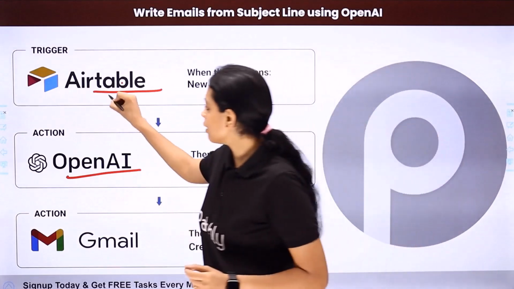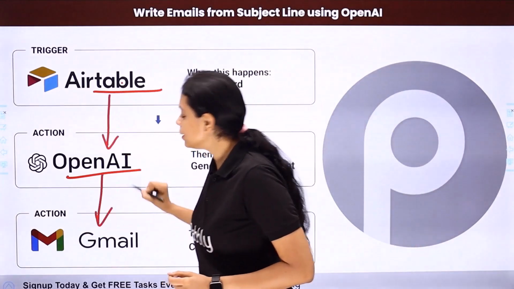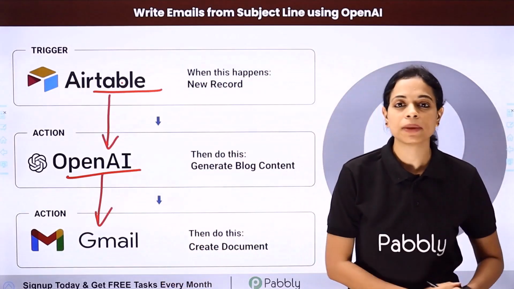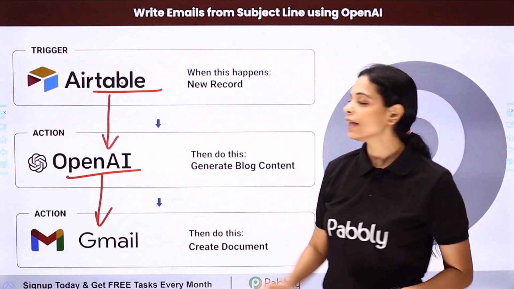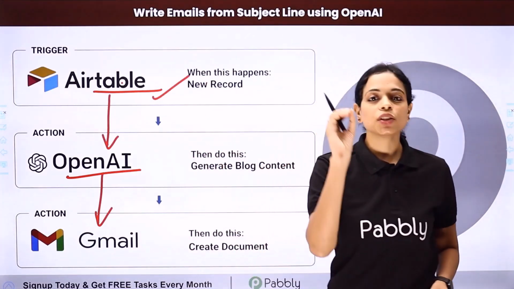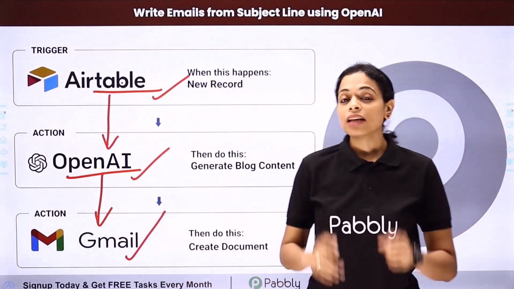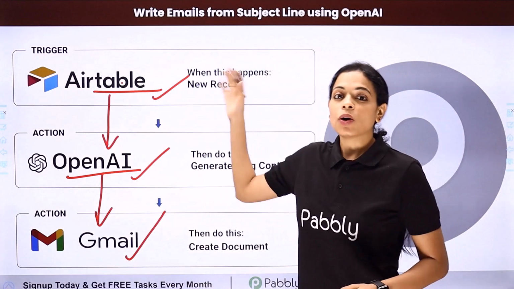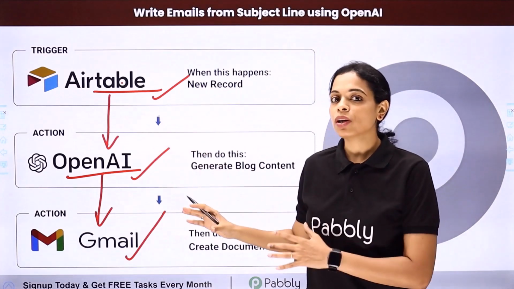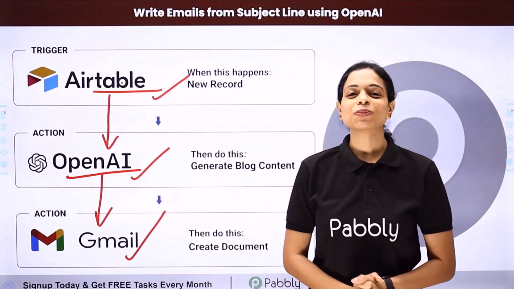For this, you will have to have some integration between these three applications, and the same can be done using Pabbly Connect software. Here your trigger application would be Airtable, and your action applications would be OpenAI and Gmail. Now, how can you automate and integrate this entire process? To understand that, let me take you to my screen.